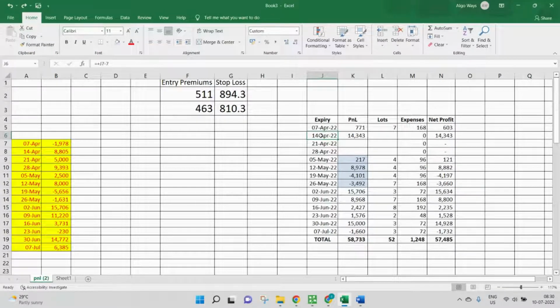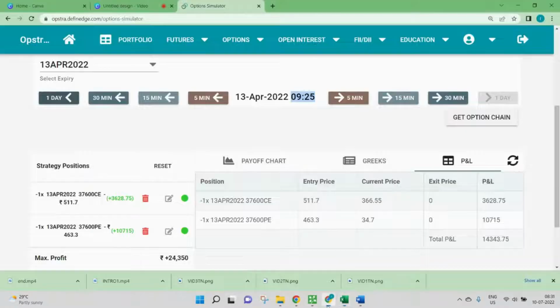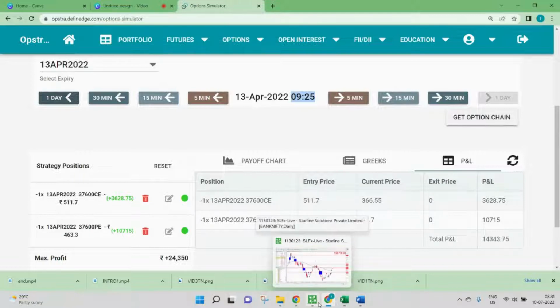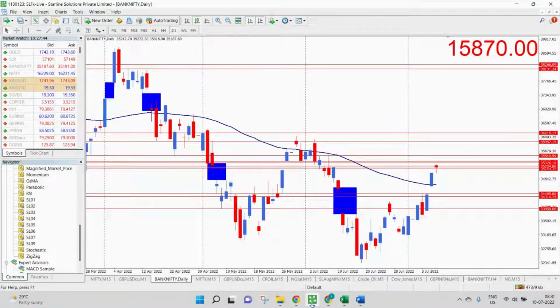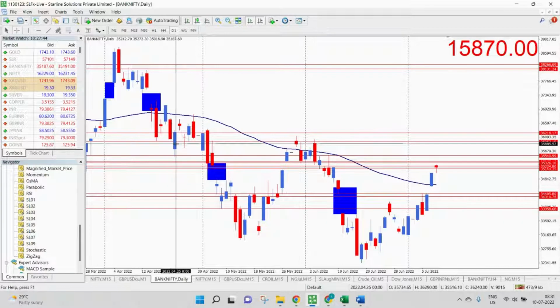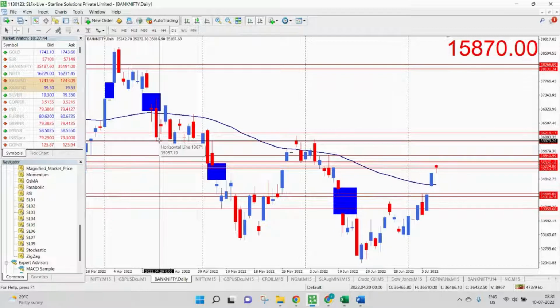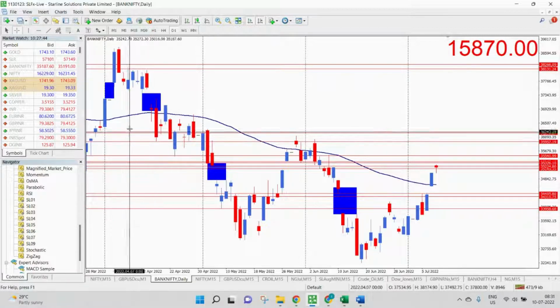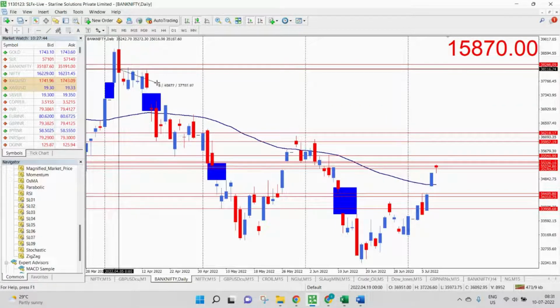Okay, anyway, just leave it. 13 April. The number of trades are 2. There is no adjustment, no overnight protection. So this week was easy. You can see it also. The 13th expiry, yes, this is where the market stayed. This one sideways.